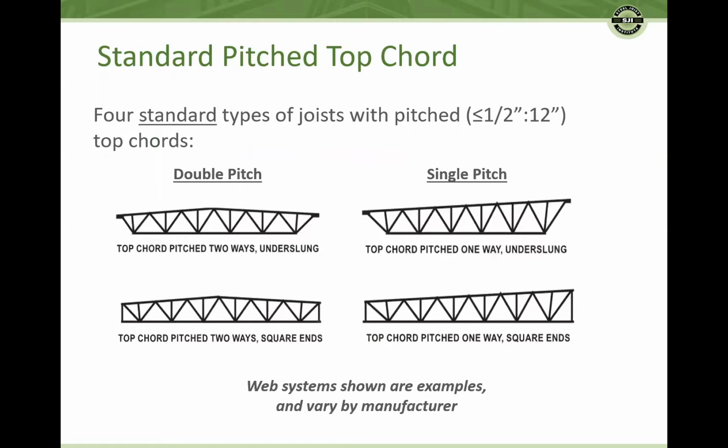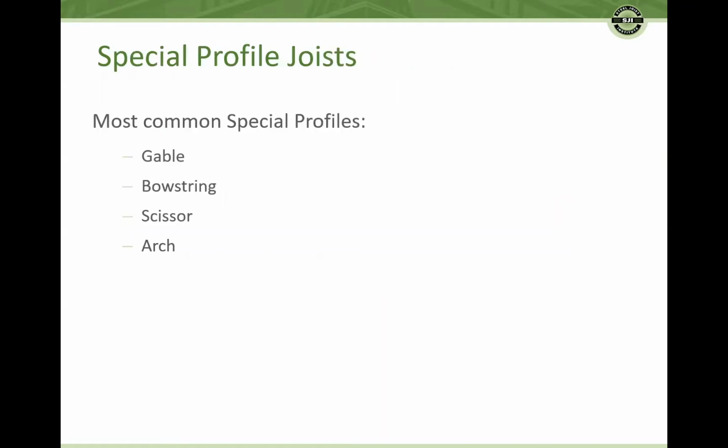There are also 4 types of joist profiles with pitched top chords which are considered standard. They are double pitch joist and single pitch joist in either an underslung or square end bottom chord bearing configuration. These profiles are considered standard provided the top chord pitch does not exceed 1/2 to 12 and there is not more than 1 inflection point. Any joist which does not fit into the parameters of the previous 2 slides is considered a special profile joist.